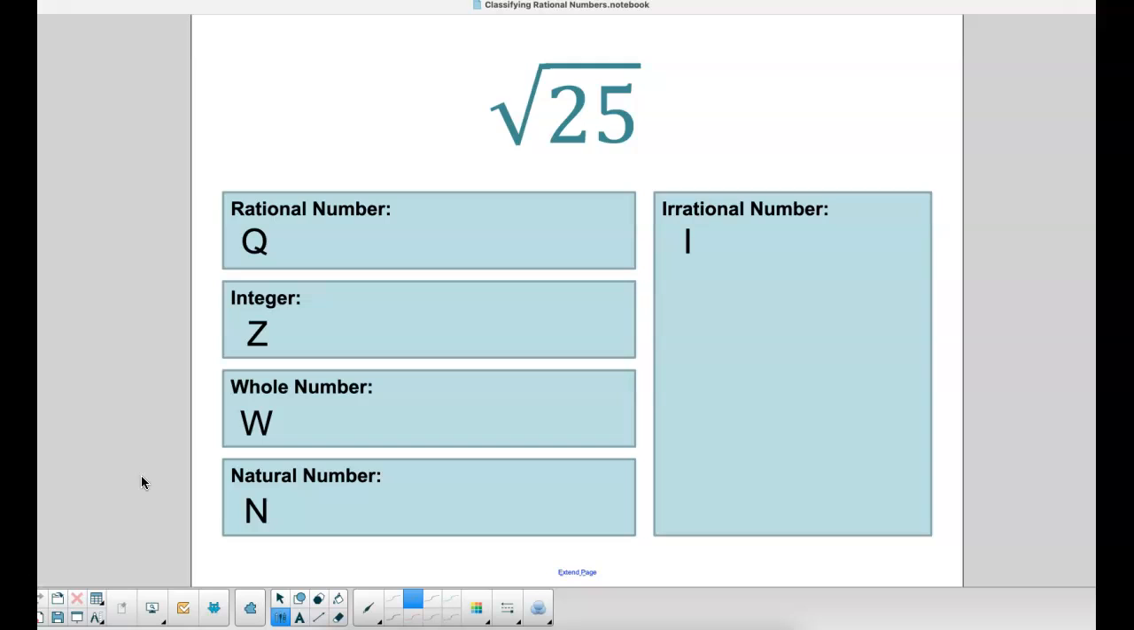All right. Square root of 25. That just equals 5, right? The square root of 25 is 5. Can you naturally count to 5? Yes. So if I put it down here at natural, it's everything else above that. The square root of 25 is natural, whole, integer, and rational. Okay. And then pi is irrational. So that's our second number that goes under irrational. Okay, questions there? All right.